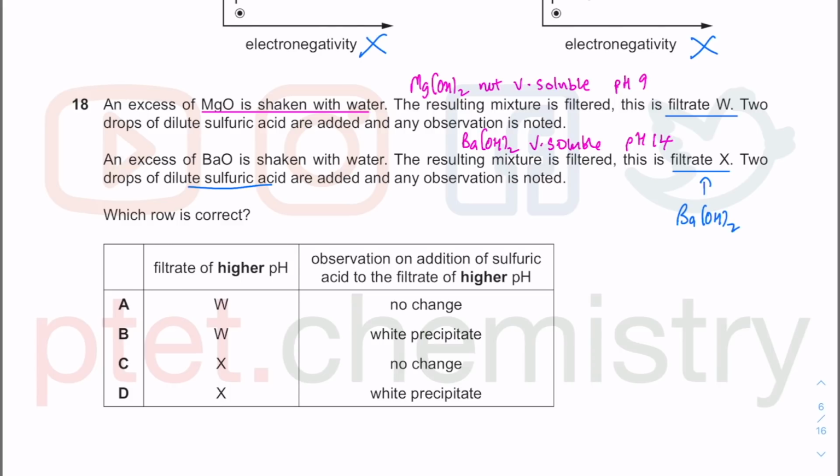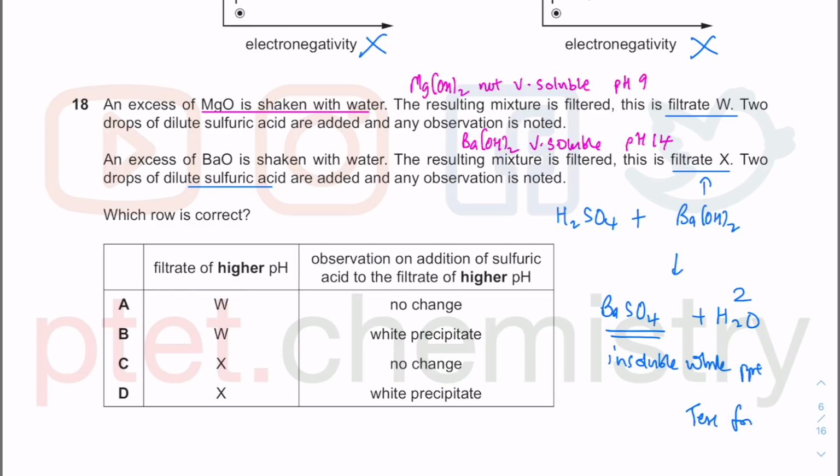You add some sulfuric acid to this. So when you have barium hydroxide plus sulfuric acid, you expect to get neutralization, which you do. But then you also get a salt, which you do. But this thing is insoluble. Insoluble white precipitate. You know this from your test for sulfate, obviously.